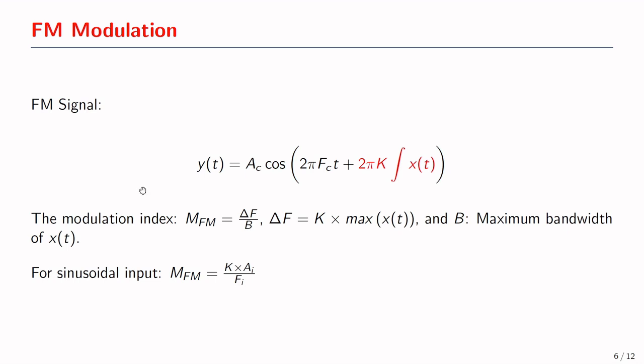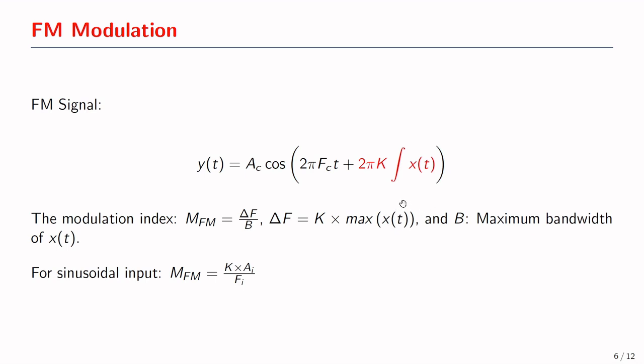We have an important parameter in frequency modulation, which is called the modulation index, and it's defined as the maximum frequency deviation over the maximum input frequency. The maximum frequency deviation is defined as follows. We have the parameter k and the maximum of the input signal.